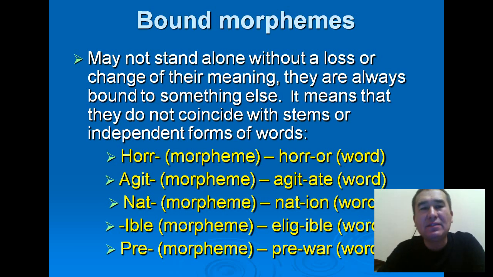Bound morphemes may not stand alone without a loss or change of their meaning. They are always bound to something else. It means that they do not coincide with stems or independent forms of words. For example, horror, morpheme; agit, agitate; nat, nation; able, eligible; pre, pre-war.